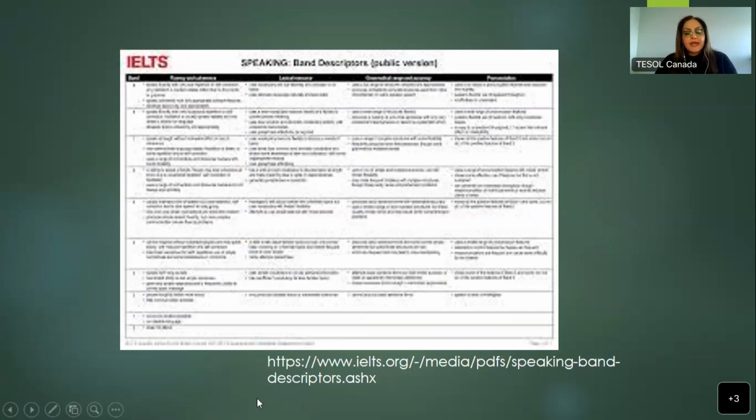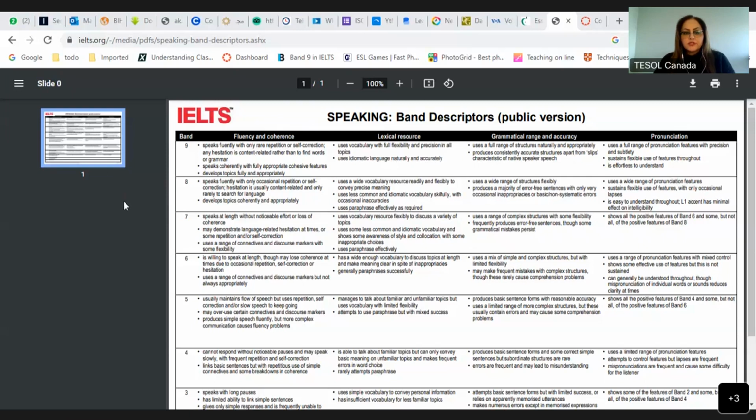And the speaking band description talks about how you get a good mark. So give me a minute, I can share it with you guys. It's good to tell your students that there are 4 criteria: fluency and coherence, lexical resource, grammatical range and accuracy, and pronunciation. So can you tell me what it means, fluency and coherence?